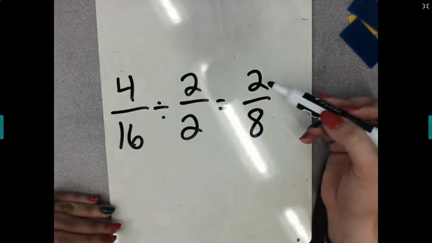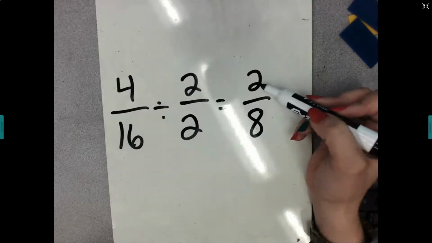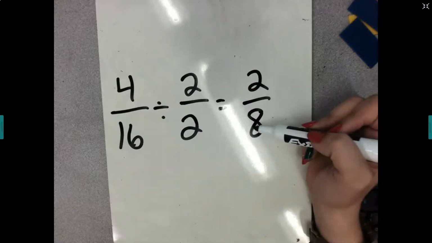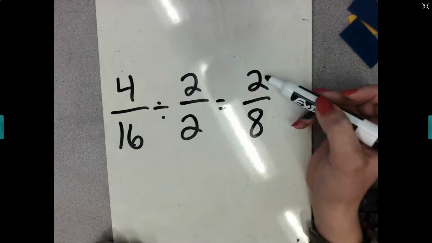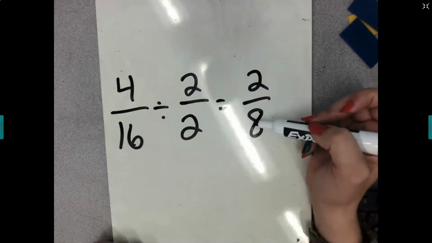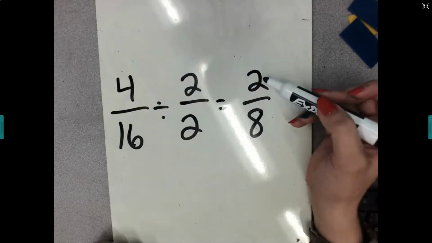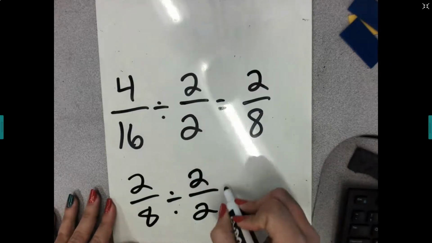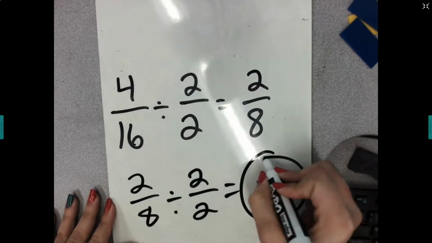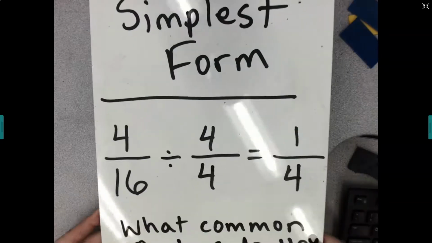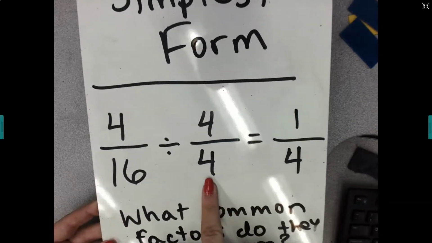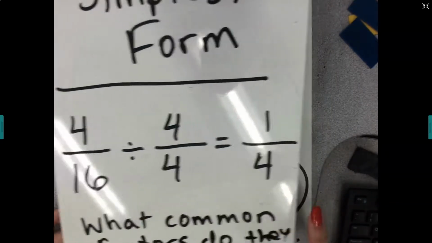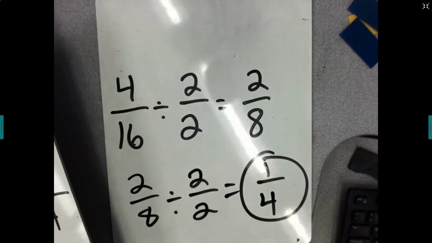Okay? So now I could say to myself, well, I can still keep dividing. This is not in simplest form because they have a factor in common other than 1, and that factor is 2. I can divide both by 2 and get 1/4 as my final answer. Okay? So if you don't pick the greatest factor at first, then you may have to divide again.